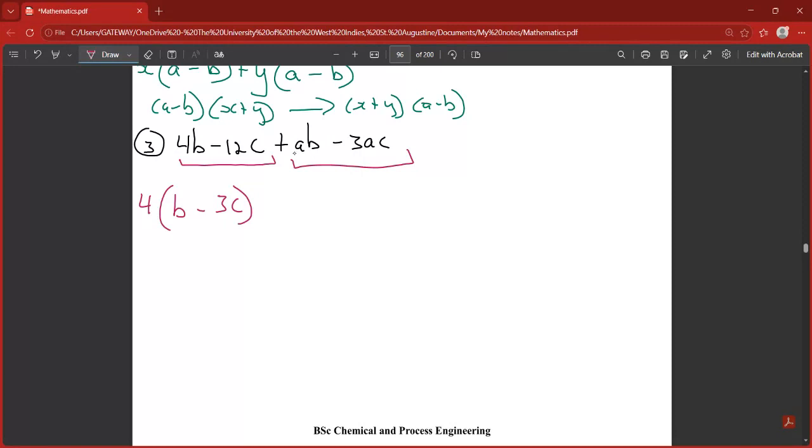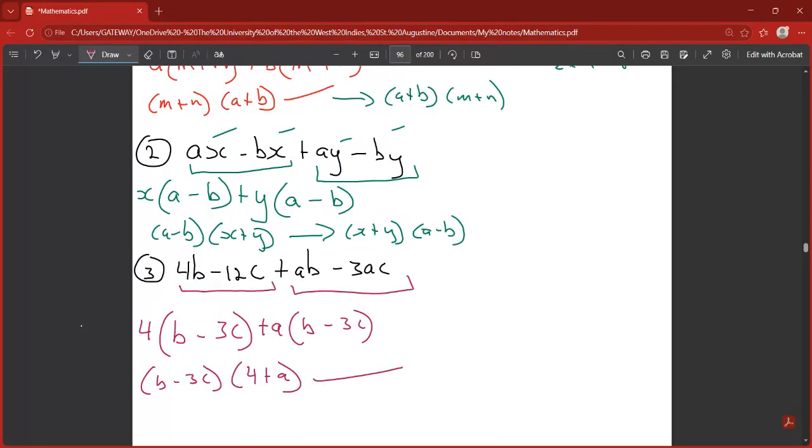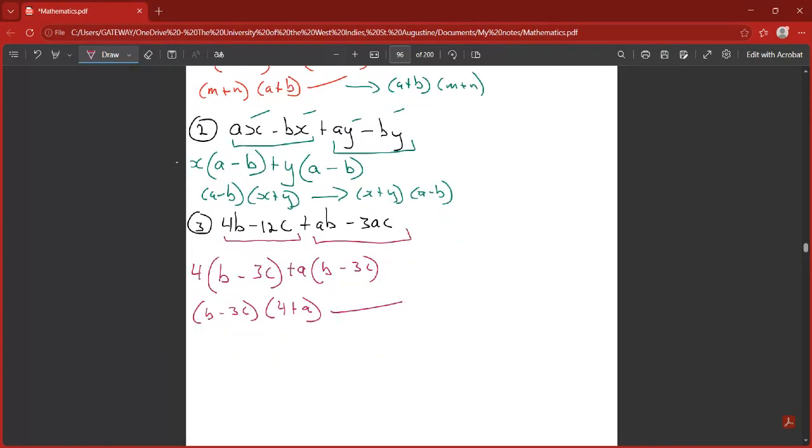What is common between ab and negative 3ac? You take out the a, open bracket. ab divided by a is b, put your minus sign. 3ac divided by a is 3c. Then you take out the b minus 3c, and you're going to remain with 4 plus a in the next bracket. And that is basically factorization by grouping. You all understand this, right?